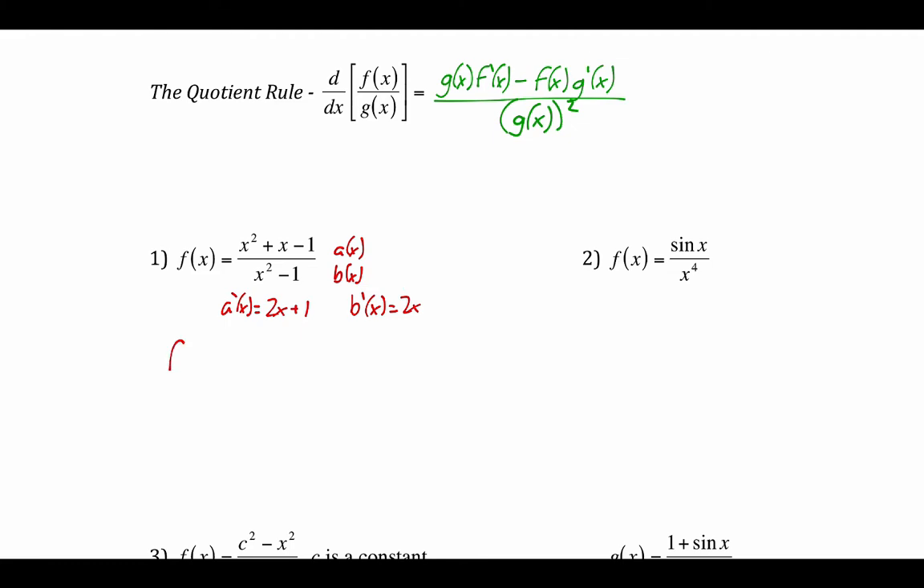So following along with the pattern we just learned, f prime of x is going to be equal to the denominator, not the derivative yet, x squared minus 1, times the derivative of the numerator, so times 2x plus 1, minus the numerator, which was x squared plus x minus 1, times the derivative of the denominator, 2x. All that over the original denominator, x squared minus 1 squared.